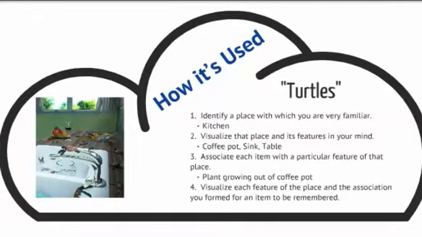First, identify a place with which you are very familiar, such as your kitchen. Visualize that place and its specific features in your mind, such as specific items and colors. Then associate each item with a part of the environment that brings out a piece of information you need to remember. The more out of place the item is in that environment, the better. For example, to remember if a turtle is either a land or aquatic animal, either picture it on the counter or in the sink. Visualize the entire picture with all of the associations you need to make.